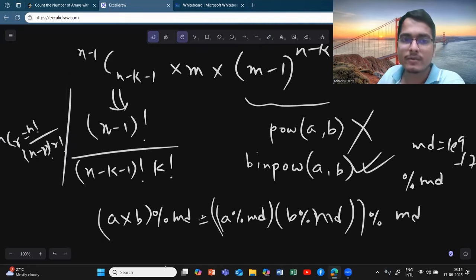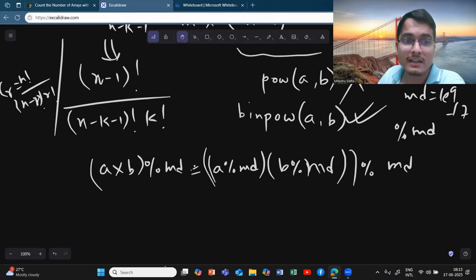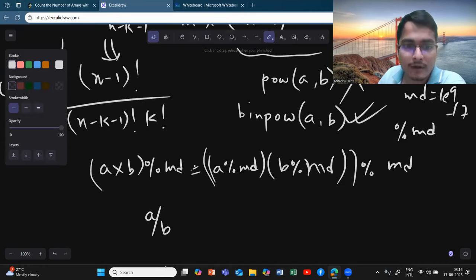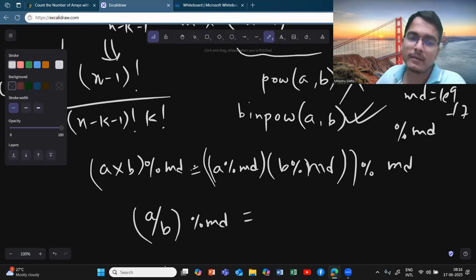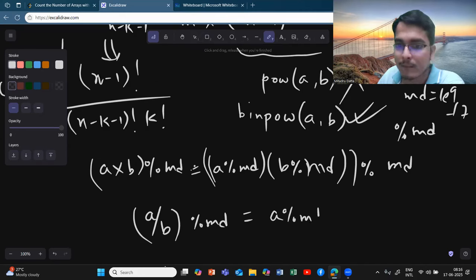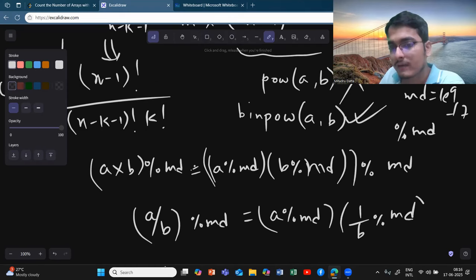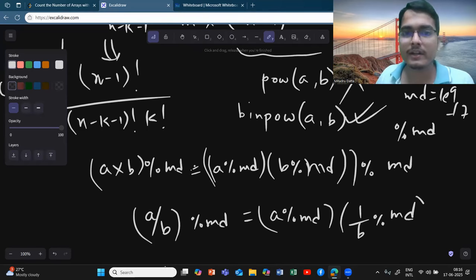But for binary exponentiation, but for this inverse thing, if I tell you to calculate A by B mod, then you cannot tell that A mod divided by B mod. So what you need to tell here is that you can tell A mod multiplied by 1 by B whole mod. Now this 1 by B whole mod is given by Fermat's little theorem, which I will tell you. What is the statement of that theorem? I will tell you later.